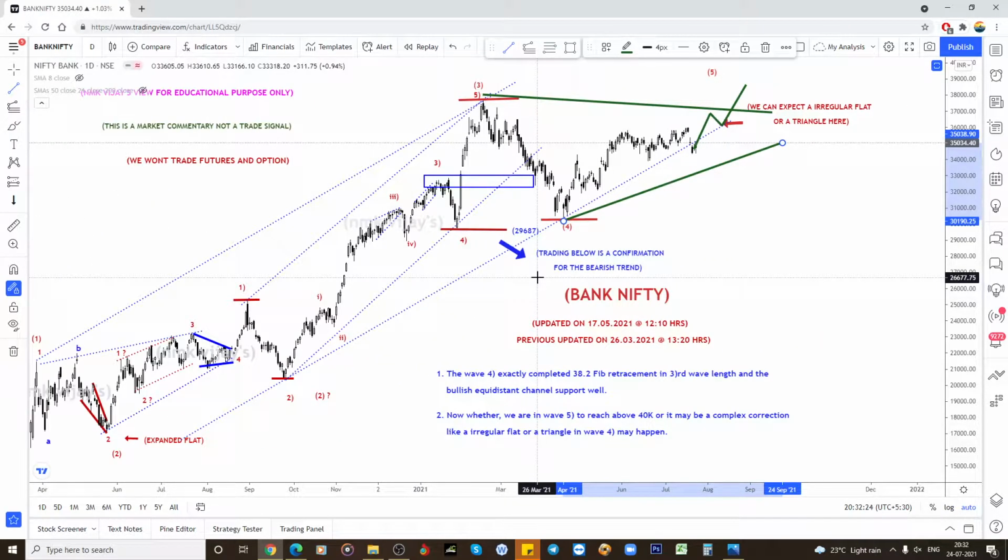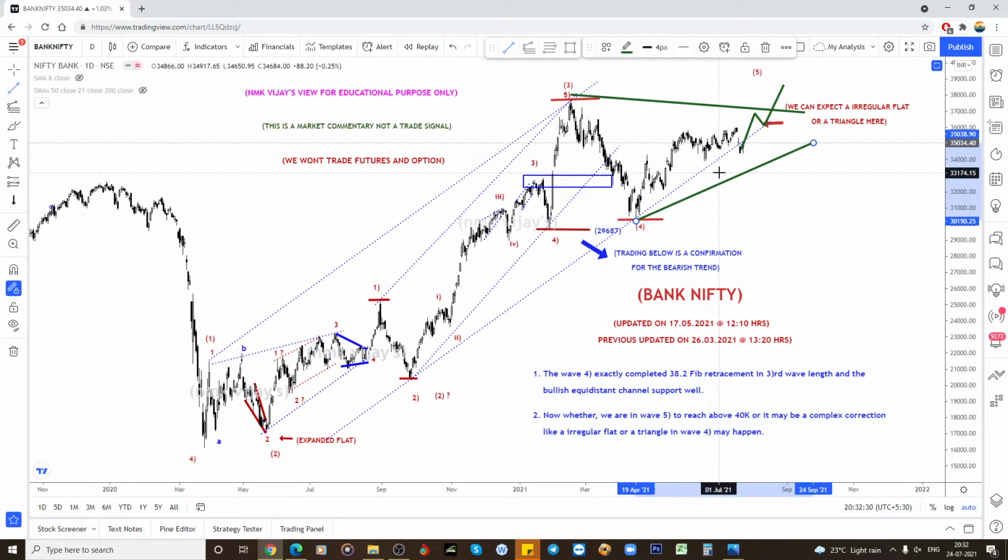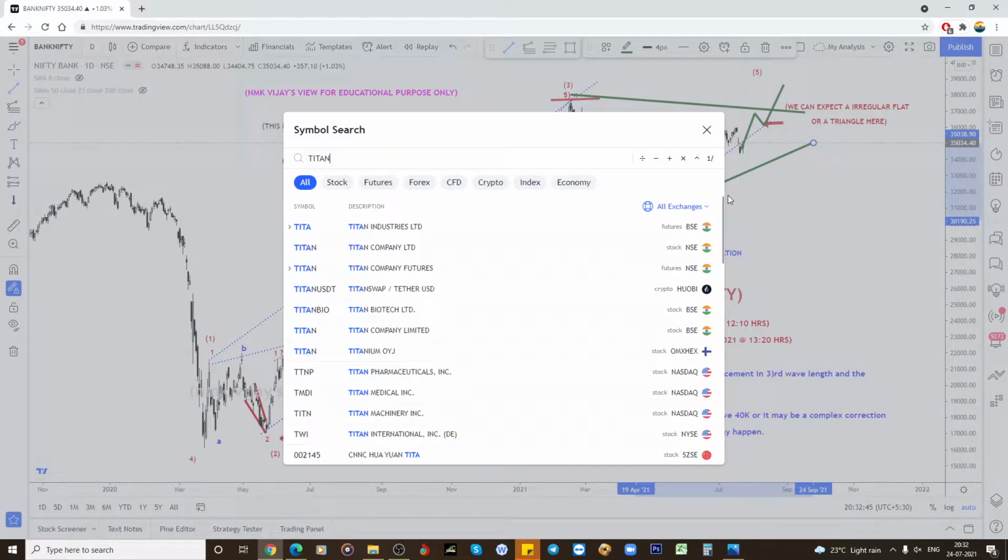But individual stocks, if we look at the bank stocks, everything is looking like that same confusion pattern only, whether it is going to make one more high or it is going to get rejected. For wave 4 it is still okay, the consolidation, and then it will break out. So let's move on to that Titan individual stock.